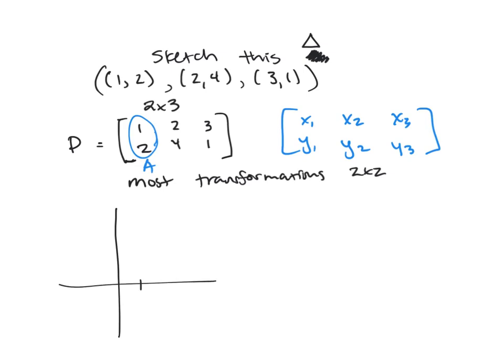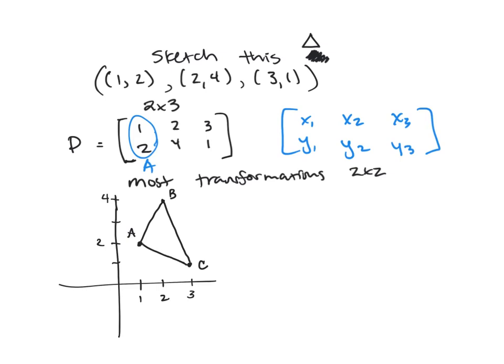We got the point 1, 2, we're going to call that point A. We got the point 2, 4. We're going to call that point B, and then we got the point 3, 1. We're going to call that point C. So I have this lovely triangle for you.